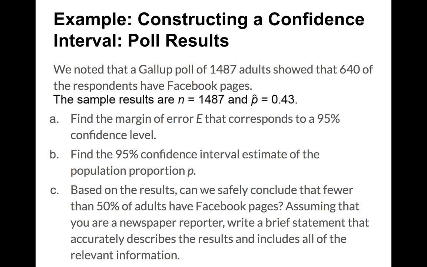All right. So back to our Facebook poll. We had 1,487 adults sampled. 640 of them had Facebook pages. So our sample size is 1,487, and our sample proportion, p hat, is 0.43. What we want to do is find the margin of error that corresponds to a 95% confidence level, find the 95% confidence interval, and then based on that, can we safely say that fewer than 50% of adults have Facebook pages? So let's go through and do these together.